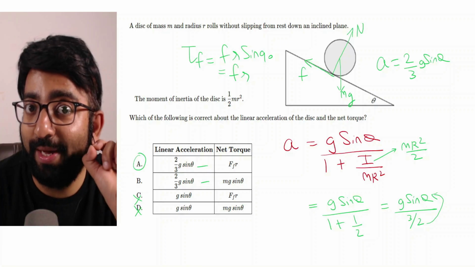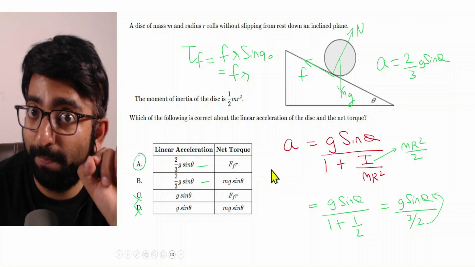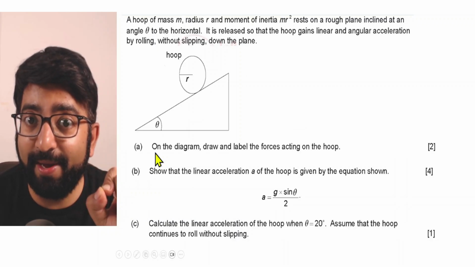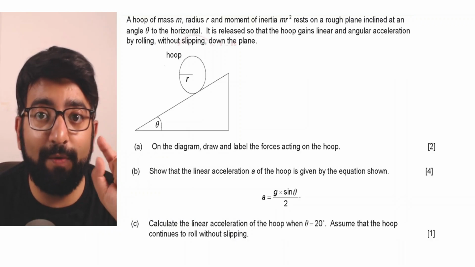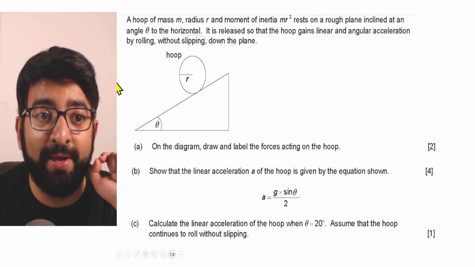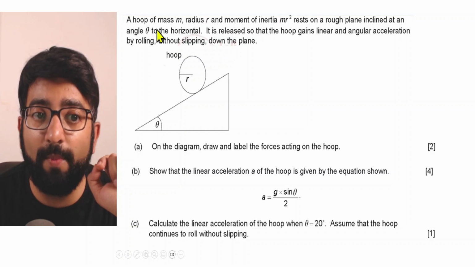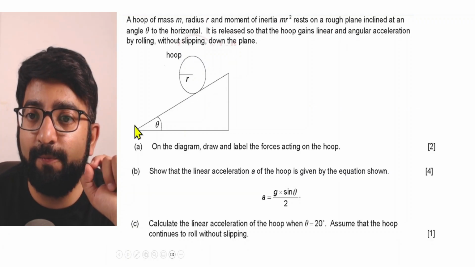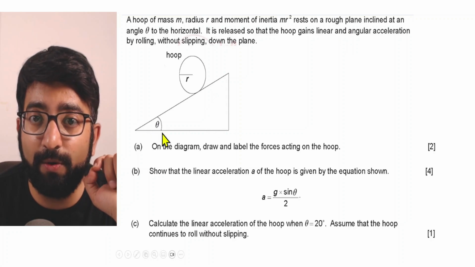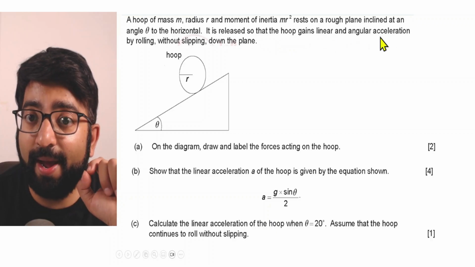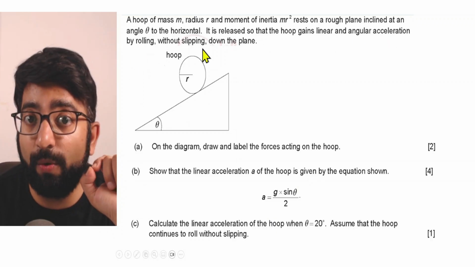So now let me show you that type of descriptive question which is based on this concept. So here we go. Please read this question very carefully. Take your time. Try to solve this question on your own first, and only then please look at the video solution. So here we have been given a hoop of mass m, radius r, and moment of inertia. It rests on a rough plane which is inclined at an angle theta to the horizontal. It is released so that the hoop gains linear and angular acceleration by rolling without slipping.